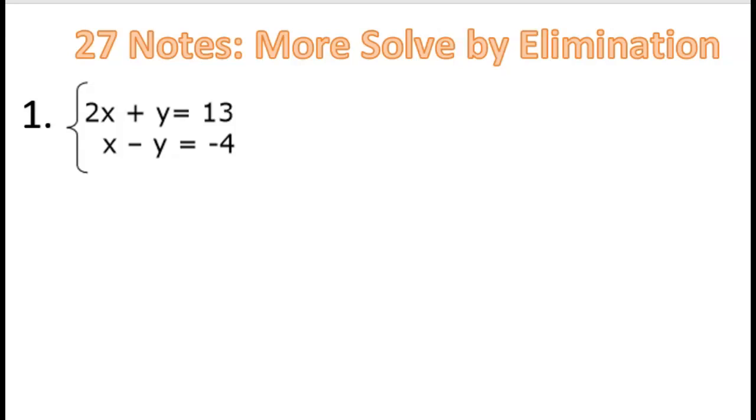Okay, we're going to go over solving systems by elimination again. This is a system because there's more than one equation and there's more than one variable. This little bracket over here, I put that on there because sometimes you will see a bracket around a system. It just means that these two equations go together to make a system.